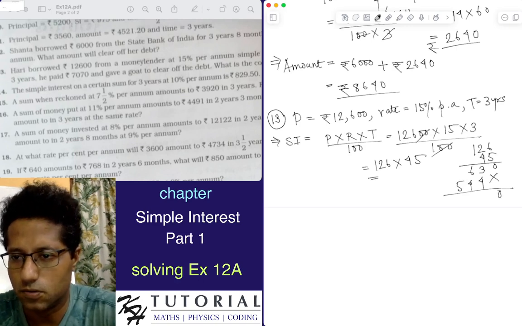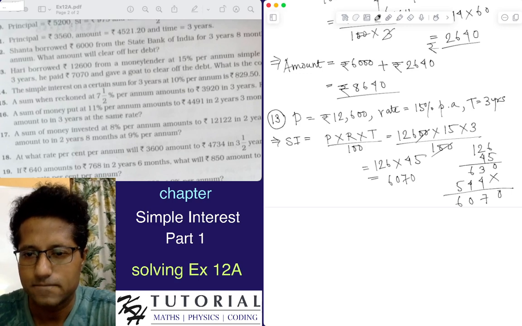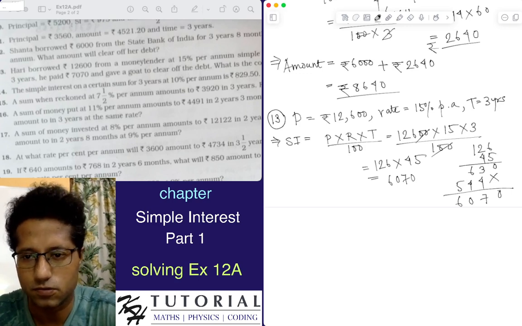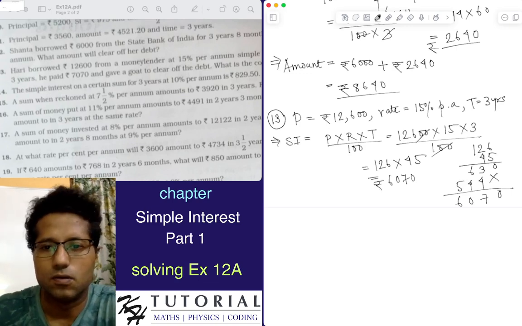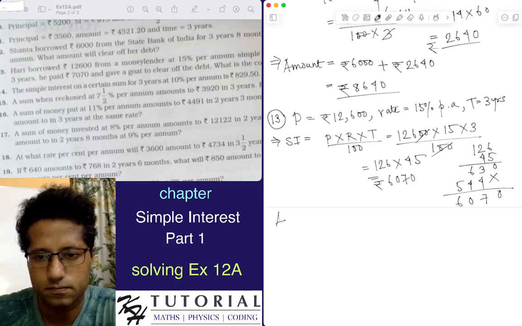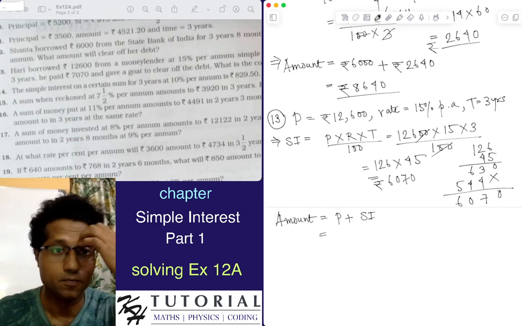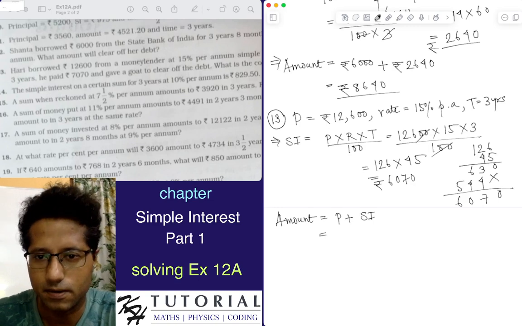And this is 6070. This is the simple interest, of course, in rupees. Now this is the simple interest. So the amount will be the principal, that is P, plus simple interest. This is the total amount that Hari needs to pay to the money lender.